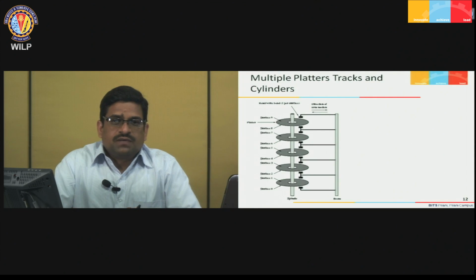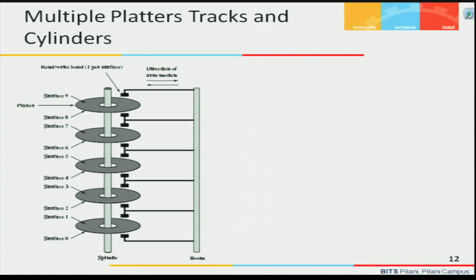This is a picture which shows a multiple-plate system where multiple plates are there. In this picture you can see a total of 5 plates, and both surfaces are recordable, meaning information can be stored on both sides. This is the moving arm on which the head is there. For each surface there is a separate head. Here one head is there, one head is over.